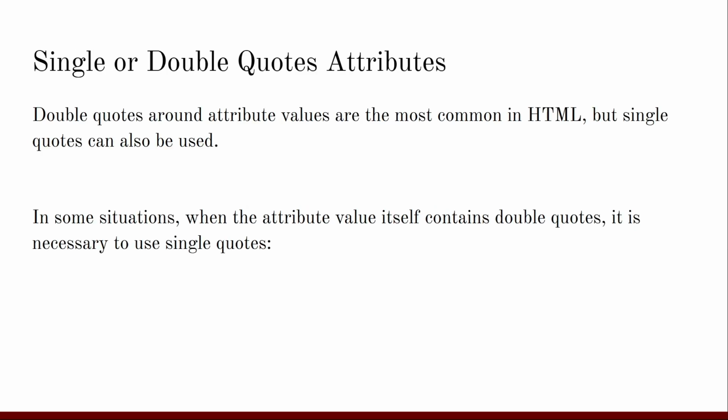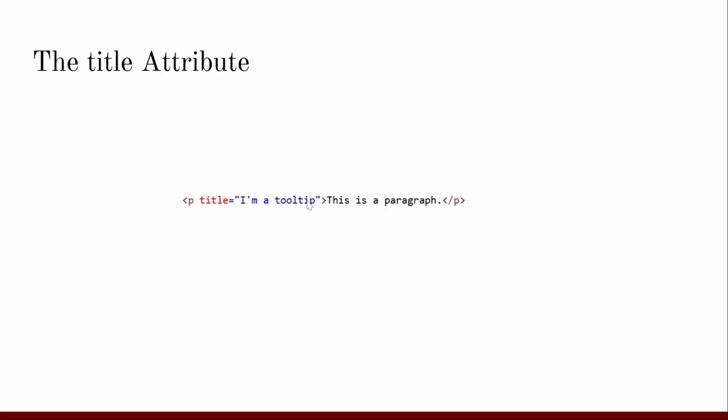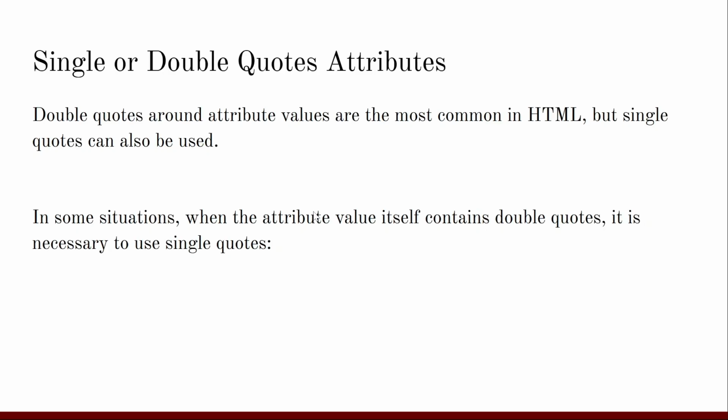Just to mention one thing: single or double quotes in attributes in HTML, it doesn't matter. Double quotes on attributes are most common, but single quotes can also be used, so there is not a problem if you use either. In some situations where the attribute value itself contains double quotes, it is necessary to use single quotes. If there is a double quote inside, use a single quote outside; if it's a single quote inside, use a double quote outside. That's common in other programming languages as well.